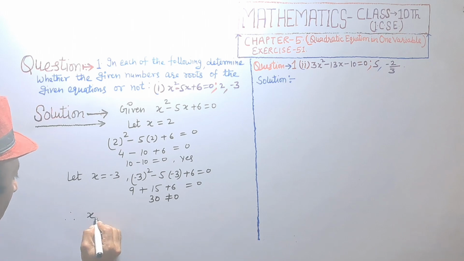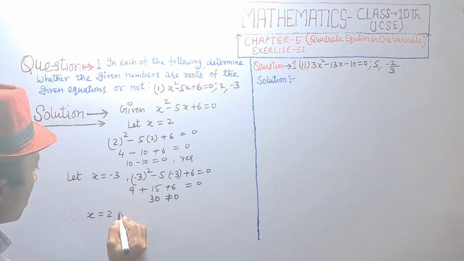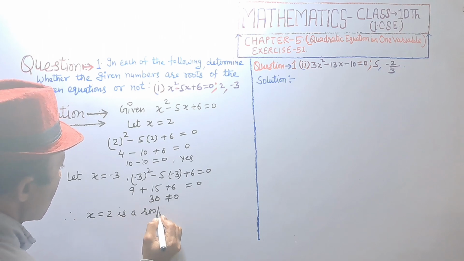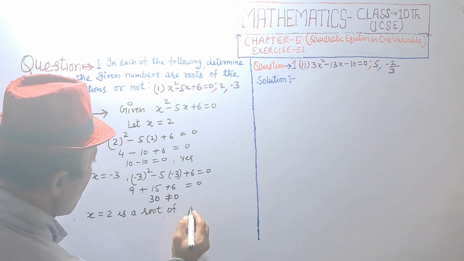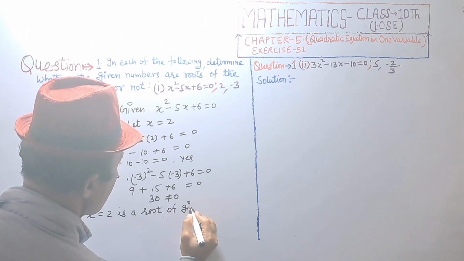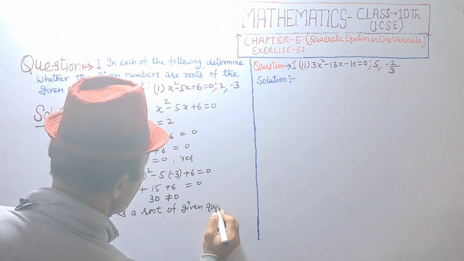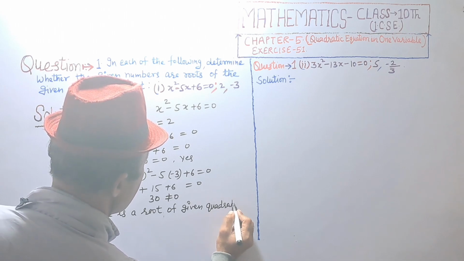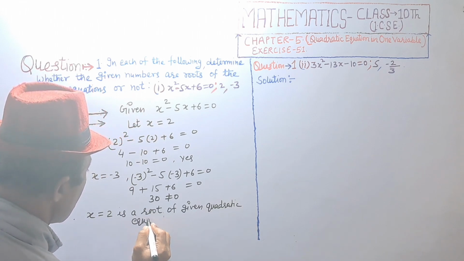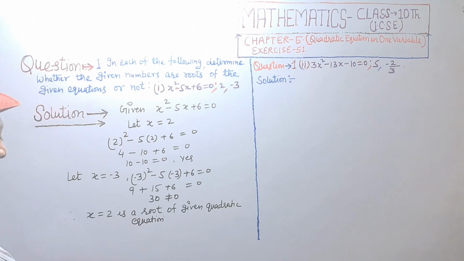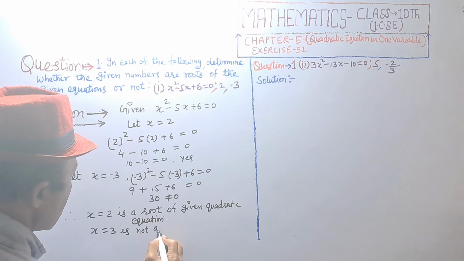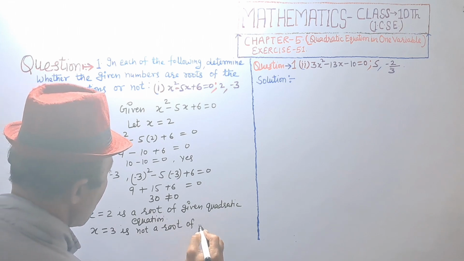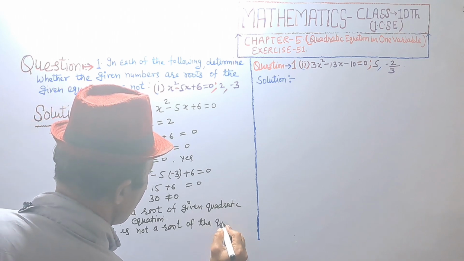So x is equal to 2 is a root of the given quadratic equation, and x is equal to 3 is not a root of the quadratic equation.